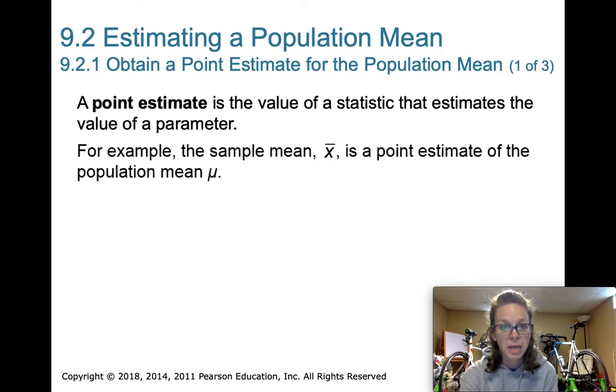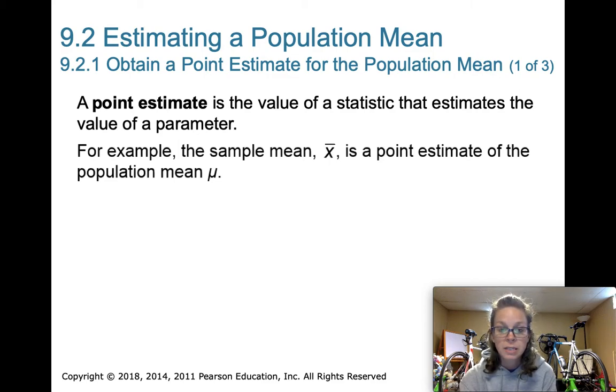So a point estimate is the value of a statistic, remember statistics come from samples, that estimates the value of a parameter. Remember, a parameter comes from a population. So in our last lesson, we looked at the statistic and the parameter for the population and sample proportions. And that's what proportion of the population has a certain characteristic, what proportion has brown hair, what proportion agrees with this, what proportion has graduated from high school, some characteristic.